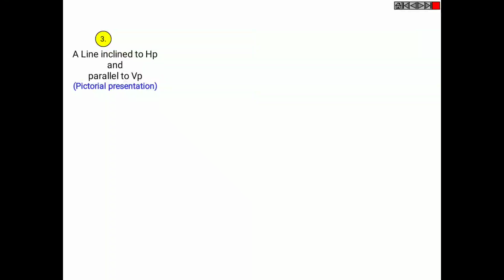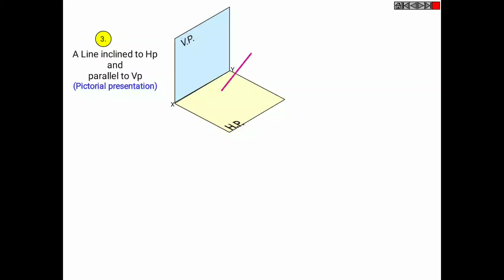The third simple case: a line inclined to HP and parallel to VP. We will see the pictorial presentation. We have placed a line in such a way that it is inclined to the horizontal plane and parallel to VP. Now, the projections: the line is called AB, the front view is inclined to HP at an angle of theta, and the front view is projected on VP as A dash B dash, and the top view is projected on HP, which is AB.